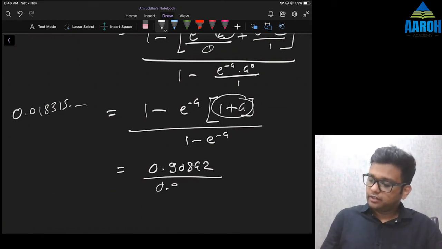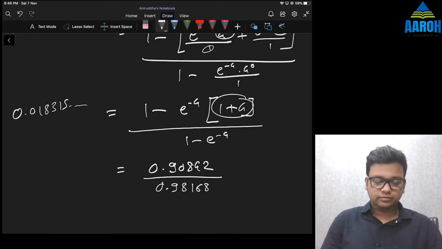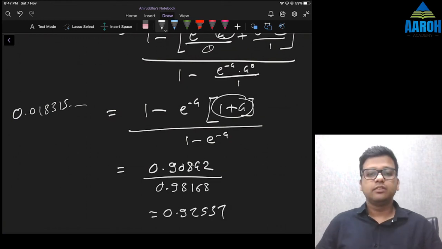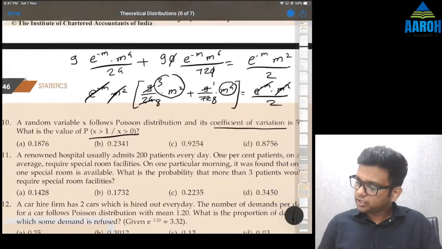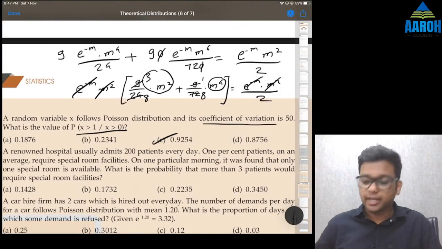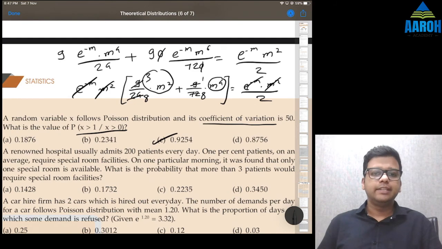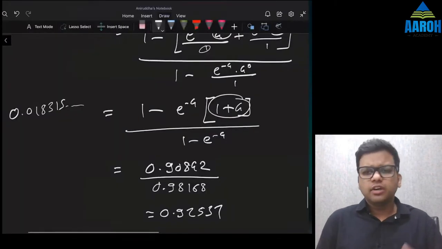That should give you 0.98168. So if you divide, that gives 0.92537. 0.92537 should be the answer. Option C, 0.9254. Here, you should try to solve as fast as possible.